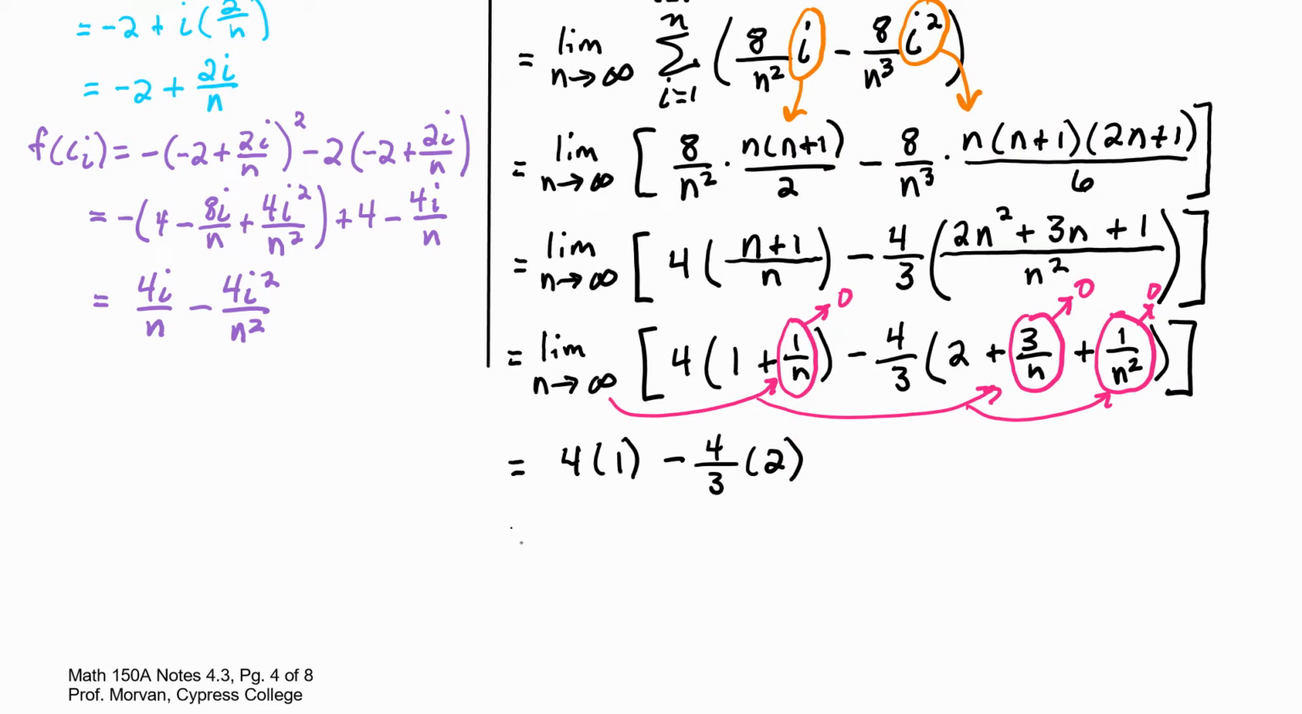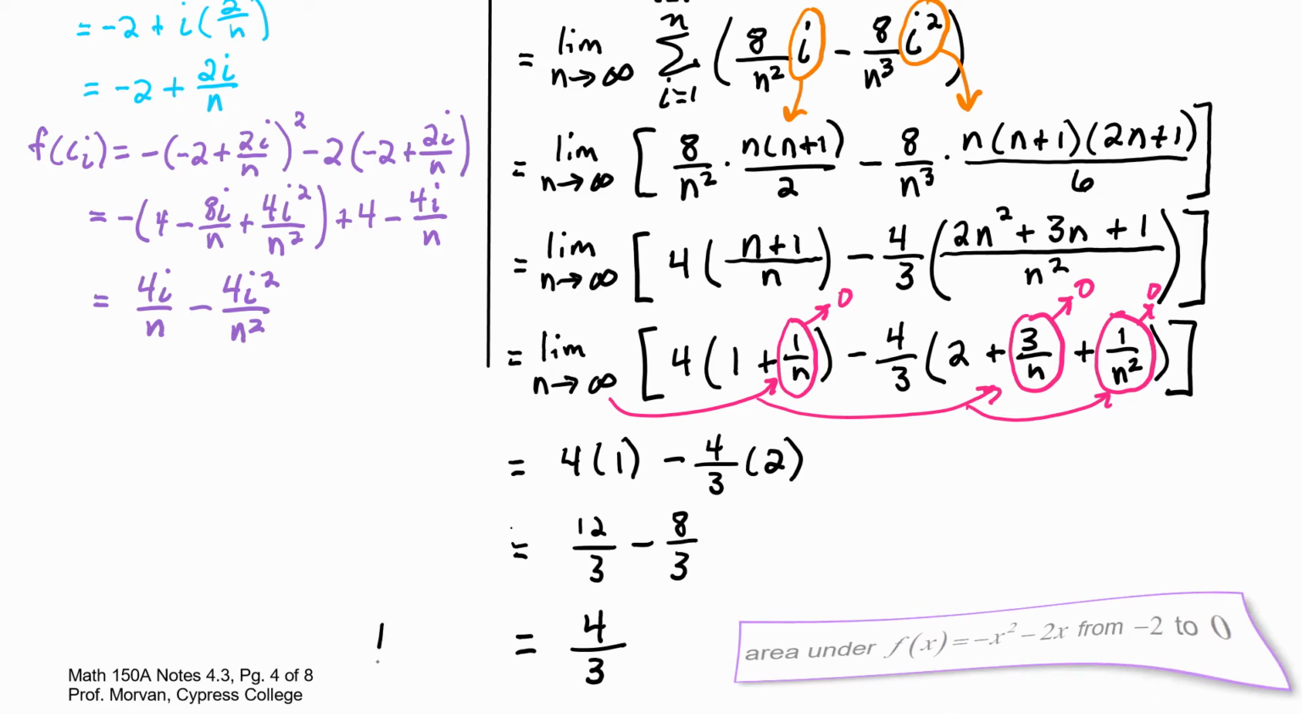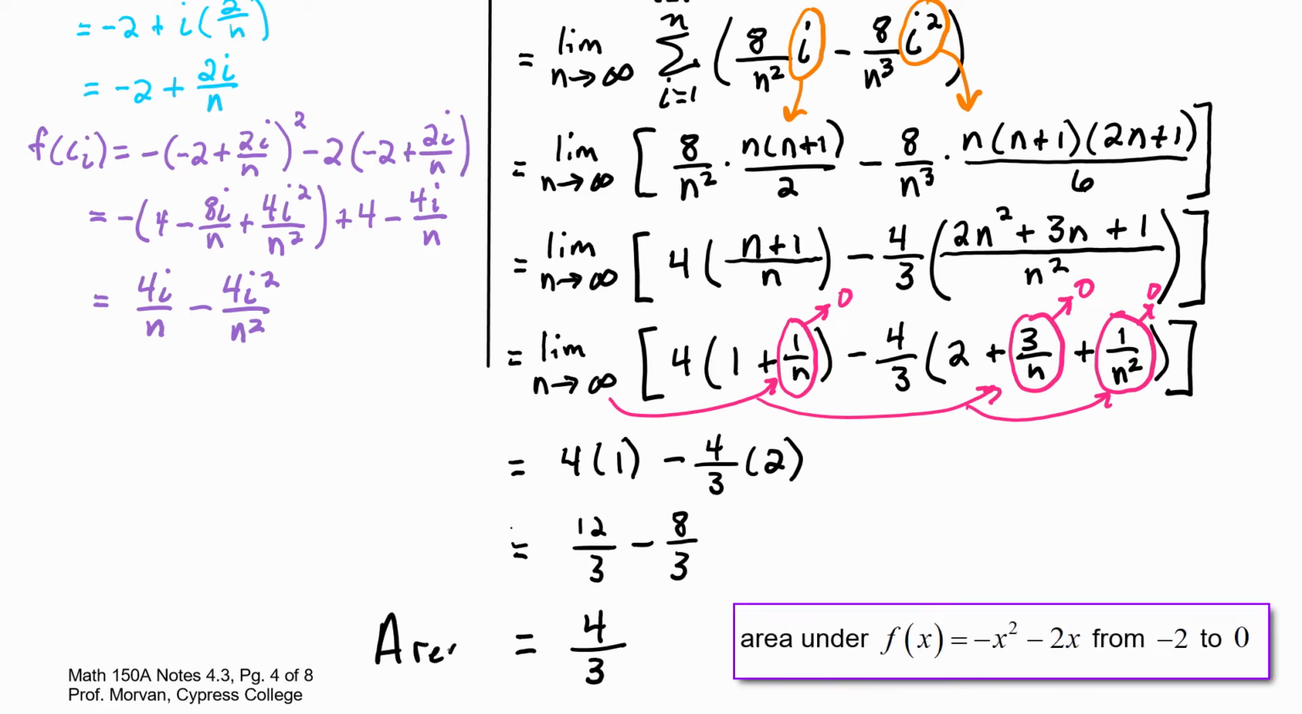Continuing to simplify, we have a common denominator of 3. So we have 12/3 minus 8/3 is equal to 4/3. So the area under f of x equals negative x squared minus 2x from negative 2 to 0 is equal to 4/3.